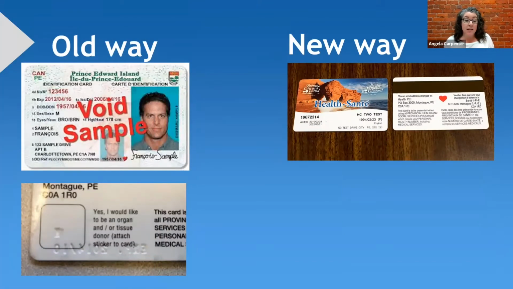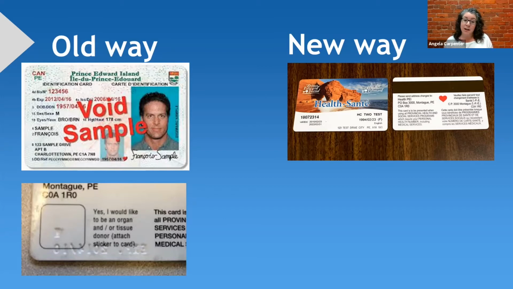So in the past, it was on the driver's license. As I said, you can kind of see, can I get my cursor going? There's the little red heart there. And on the back of your old health card, the orange health cards, there was a square, and if you put a sticker in there, that meant that you wanted to be an organ or tissue donor.